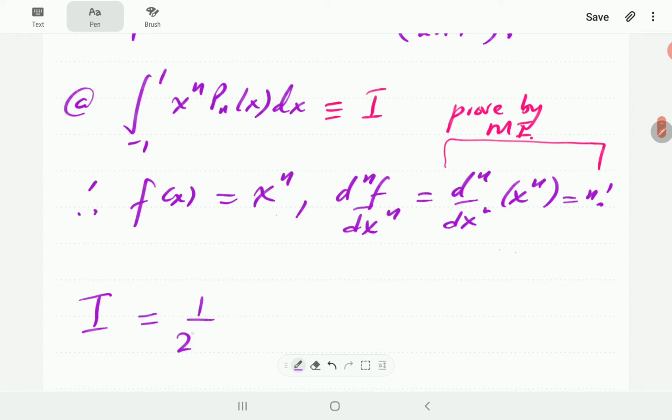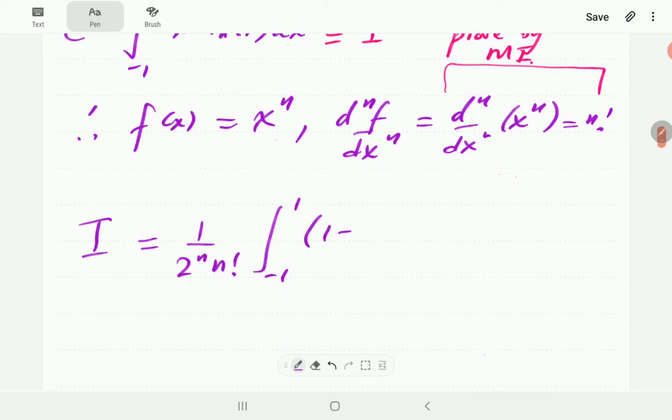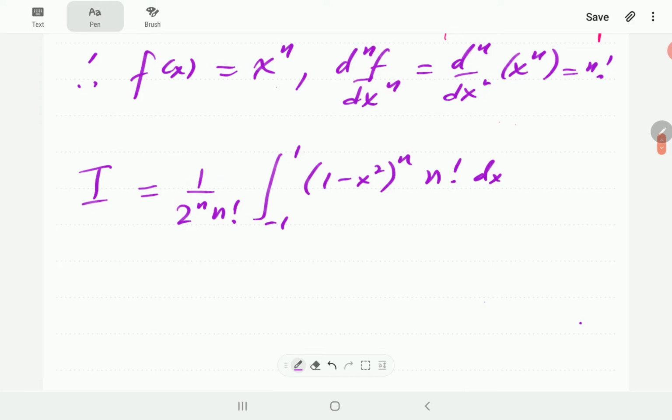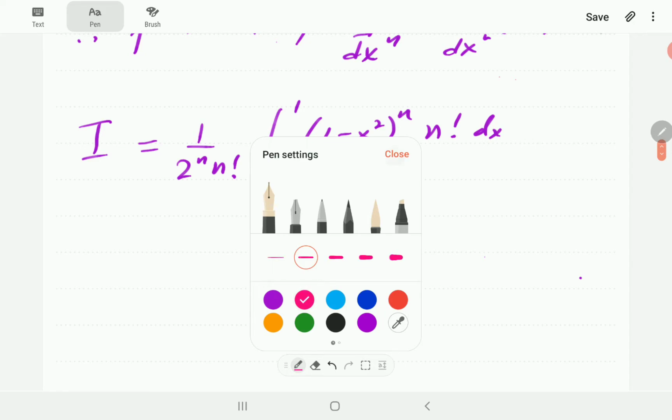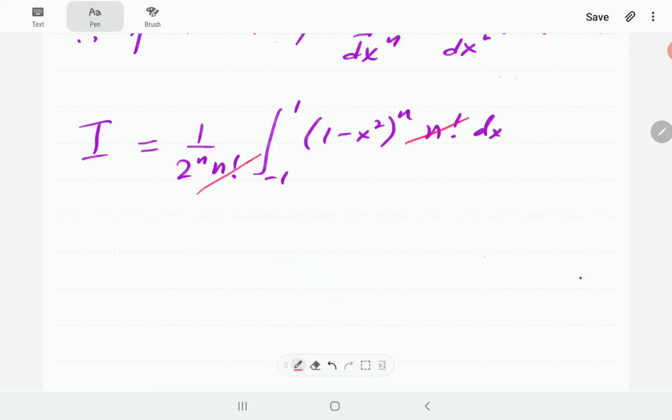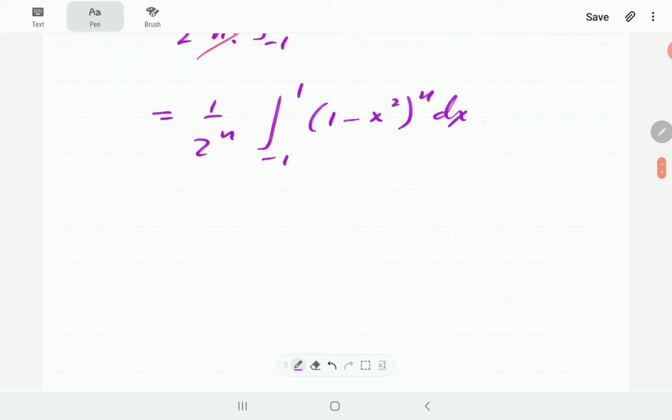Okay, so if we plug into that formula now, which is this right hand side here, then our I is going to be 1 over 2 to the power n times n factorial, 1 minus x squared to the power n, and then the nth order derivative of f, we've just derived it to be n factorial, and so the n factorial in the numerator and denominator will cancel out, and so now we just have 1 over 2 to the power n times this integral here, which we mentioned earlier occurs frequently in these type of calculations.